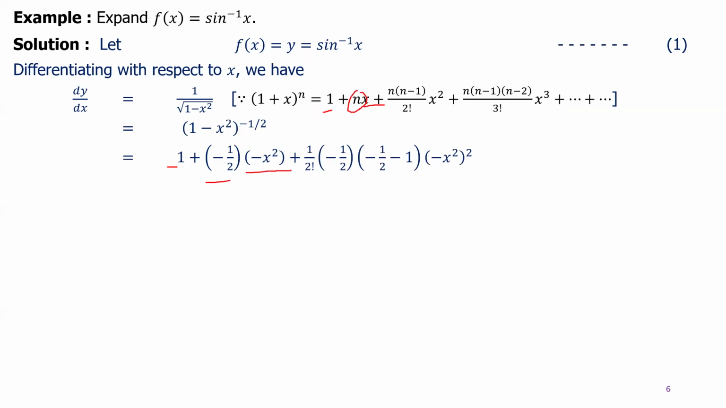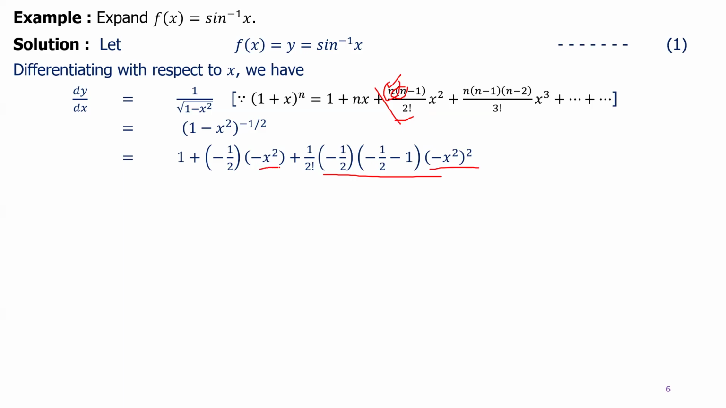is minus x square, plus 1 upon 2 factorial. This is 1 upon 2 factorial. What is the value of n? n is nothing but minus 1 by 2. So 1 upon 2 factorial we have taken outside. Then the value of n is minus 1 by 2, and the value of this n minus 1 is again minus 1 by 2 minus 1. And what is the value of x? The value of x is minus x square, whole to the power 2.